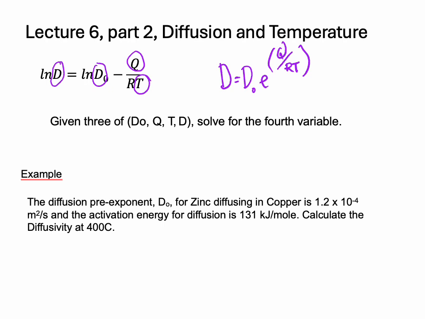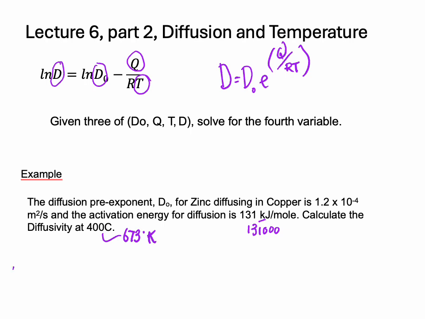So here we've got the diffusion coefficient pre-exponent D0 for zinc into copper is 1.2 times 10 to the negative 4 meters squared per second. So I'm given D0. Activation energy, that's Q, is 131 kilojoules per mole. Now notice if it's given in kilojoules, you need to put it in terms of joules for the units to cancel. Calculate the diffusivity at 400 C. That needs to be absolute temperature, so we add 273, and this is 673 Kelvin.